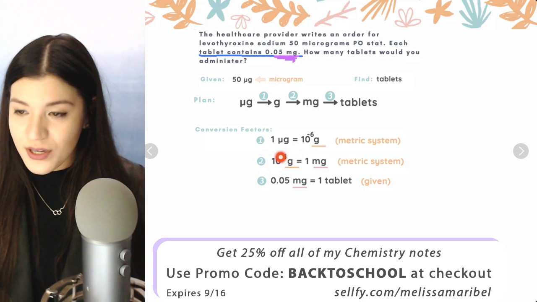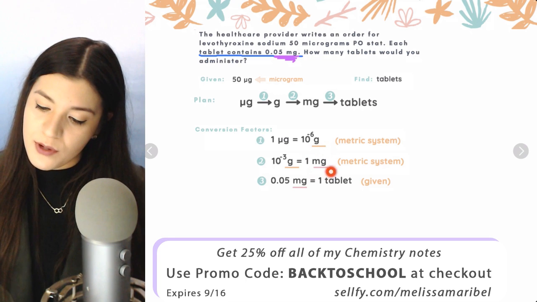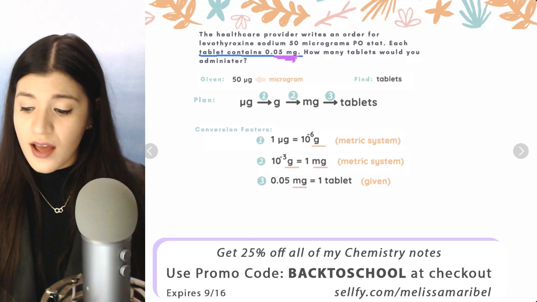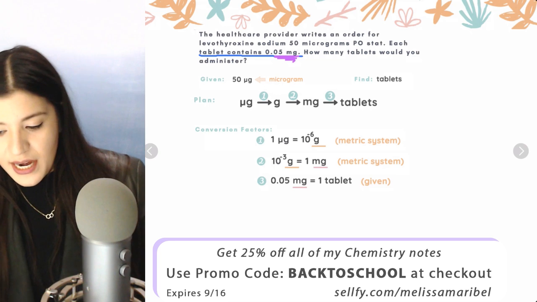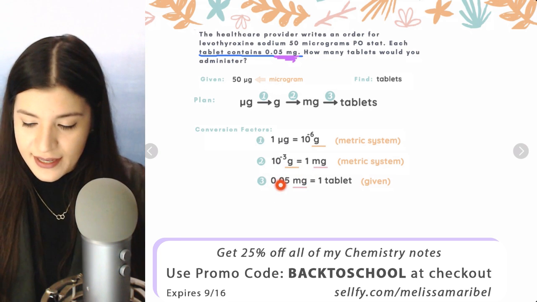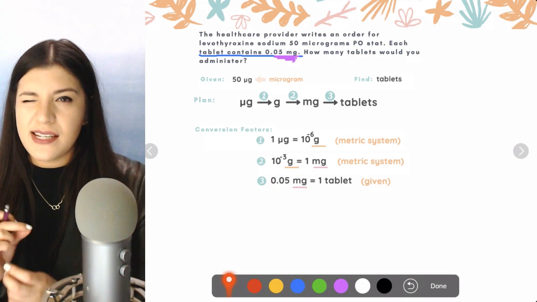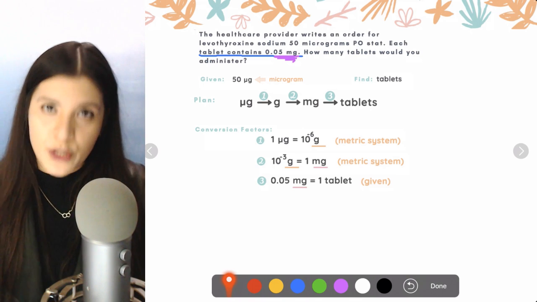And then next, we're going to see this again. If we want to find our third conversion factor and it ends in milligrams, then the next part has to equal milligrams so they can cancel, and so on. So that's how you're connecting everything together, and it just makes it so much easier.